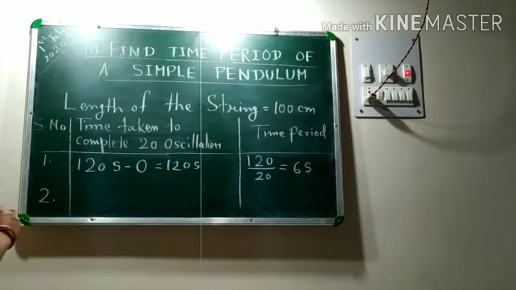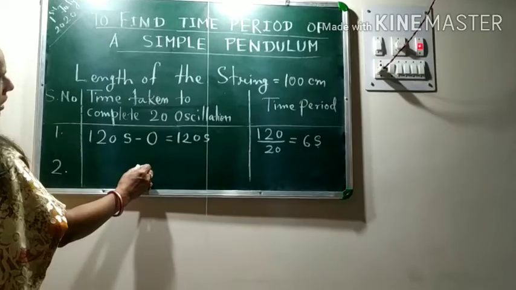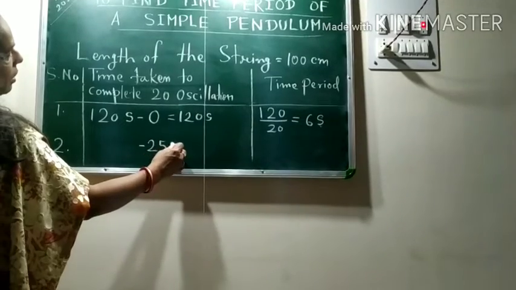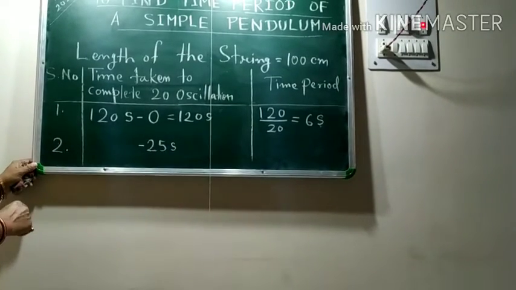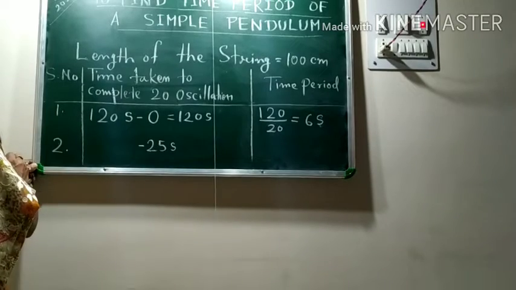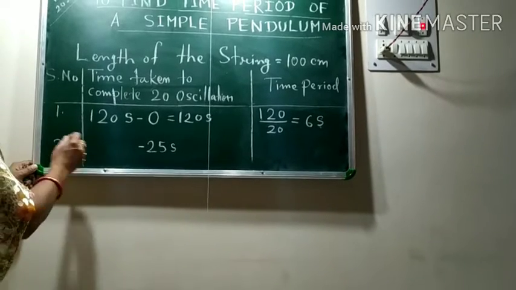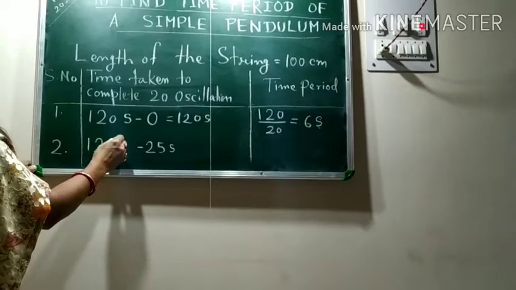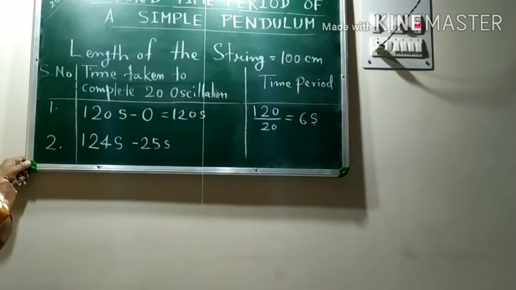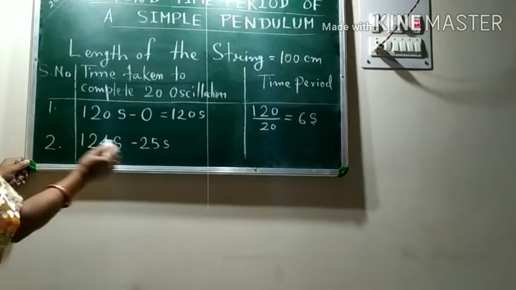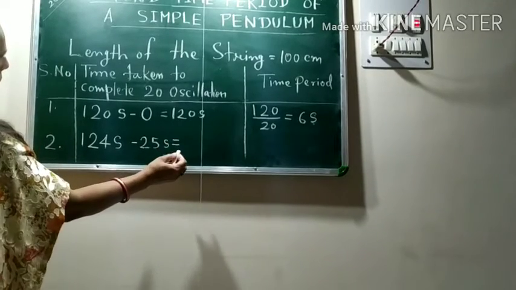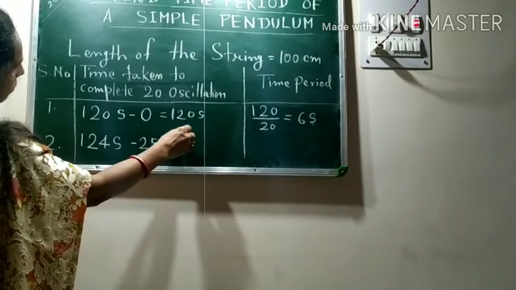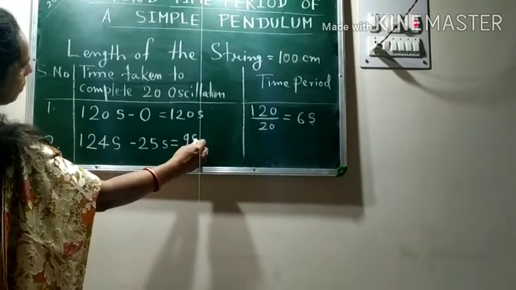Suppose for the second reading, in the beginning when the bob was at rest, timing was 25 seconds. And when the bob completed 20 oscillations, that timing is suppose 2 minutes and 4 seconds. So 2 minutes and 4 seconds means it is 124 seconds. So 124 seconds minus 25 seconds. How much will it come? It will come 99 seconds.